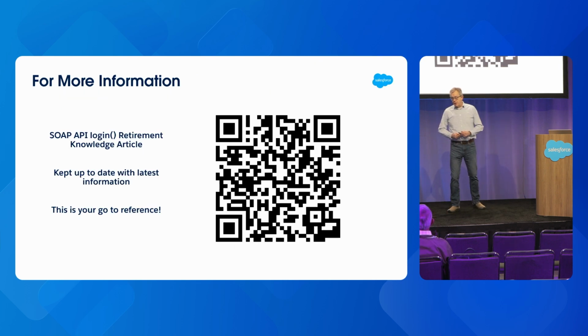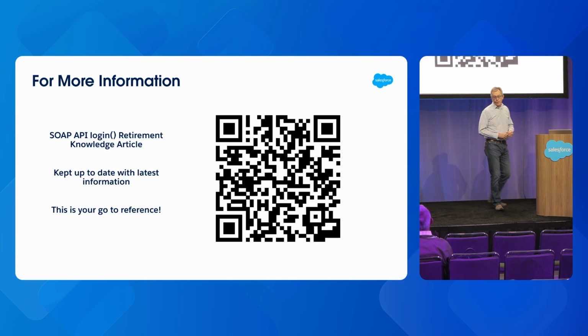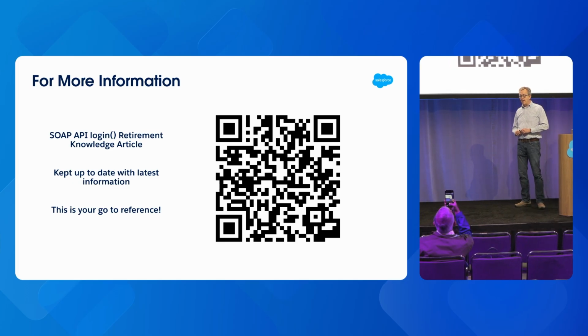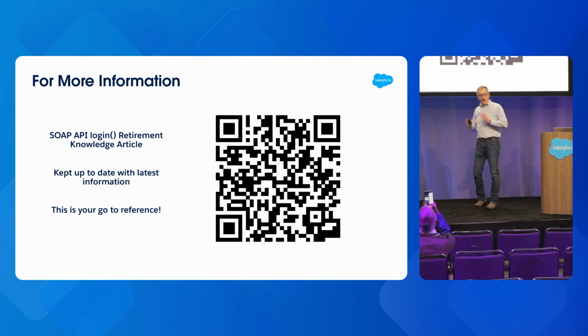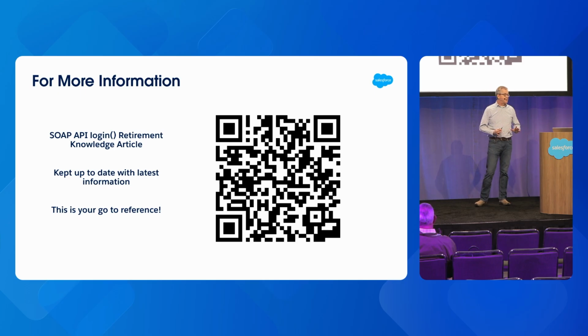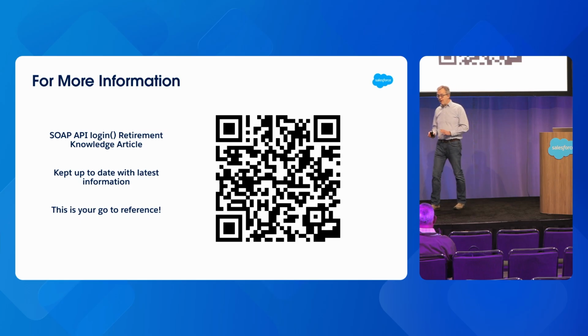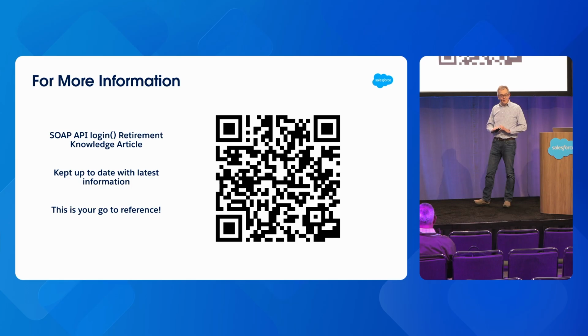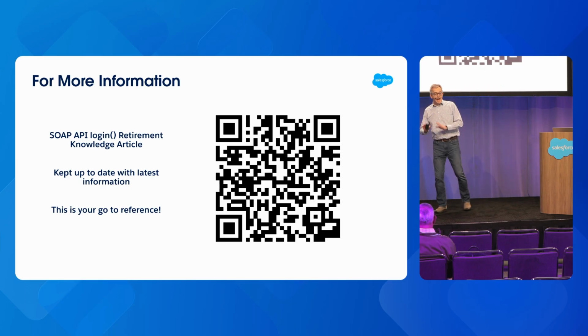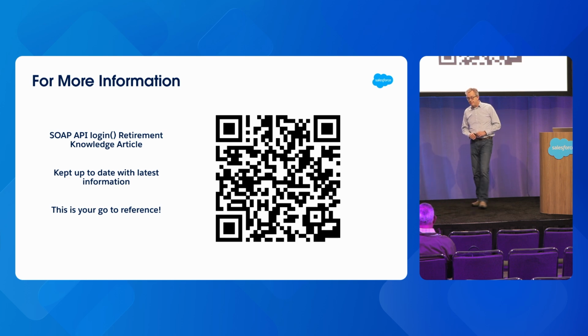Now, for more information, this QR code will send you to the SOAP API login retirement knowledge article. That should be your go-to reference. We keep that up to date continuously. When there's new information that you need to be aware of, we will put it within that knowledge article. And so that should be your go-to reference. When you stop receiving the friendly email reminders on a monthly basis, then you can discard this knowledge article. Up until then, I would definitely have this bookmarked.